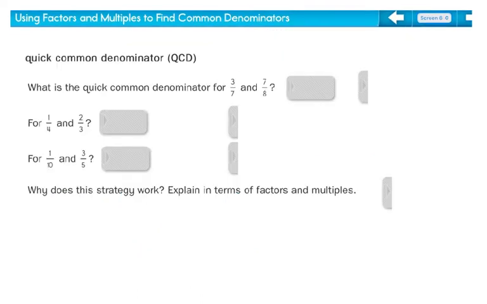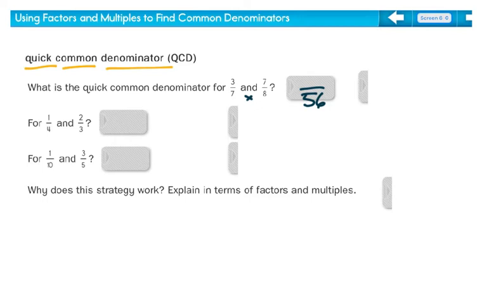There are many different ways to find common denominators, which is what you need to add or subtract fractions. One way is just to do the QCD, which is the quick common denominator. What is the quick common denominator for 3/7 and 7/8? To find it, just take the 2 denominators and multiply them by each other. Just take 7 times 8, which would be 56.